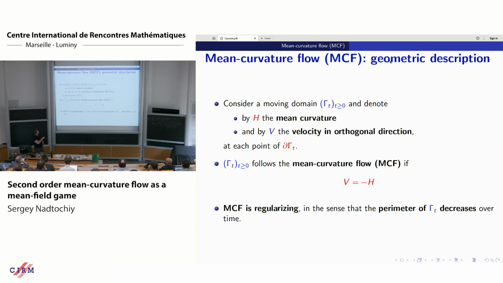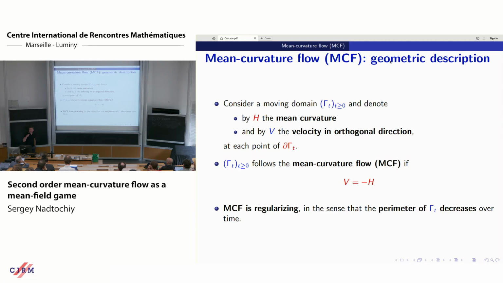So really, imagine a moving domain, gamma, that is a function of time, and we look at the interface, so the boundary of this domain, and for simplicity, think of this as being a smooth, nice curve, such that I can define the orthogonal direction at every point, and V will denote the velocity in this orthogonal direction. It may expand, it may shrink, and H will be the mean curvature, so the average of the curvatures in each direction, at each point of the boundary. And so mean curvature flow says the following, that the velocity is negative of the curvature.